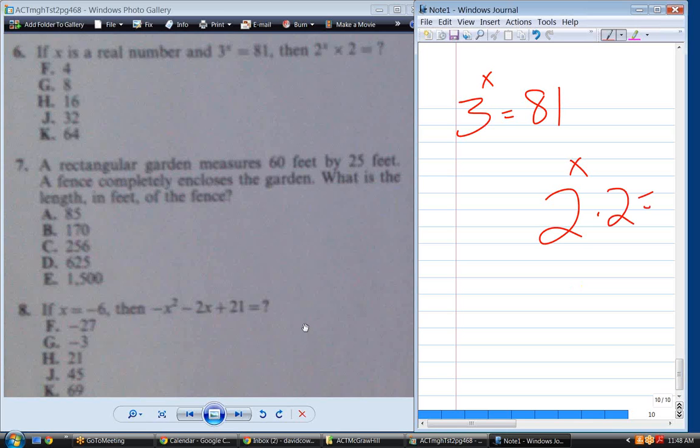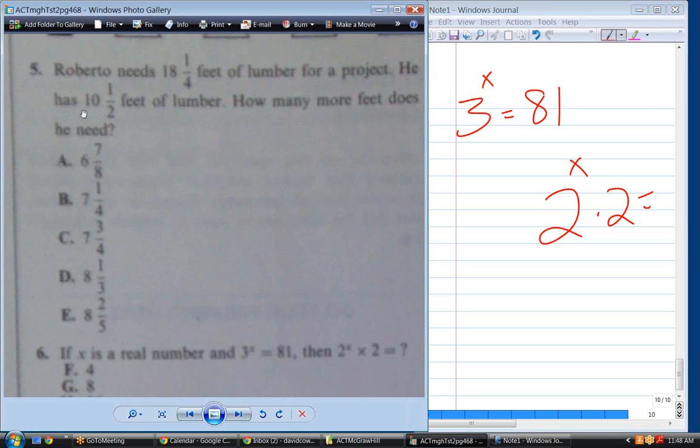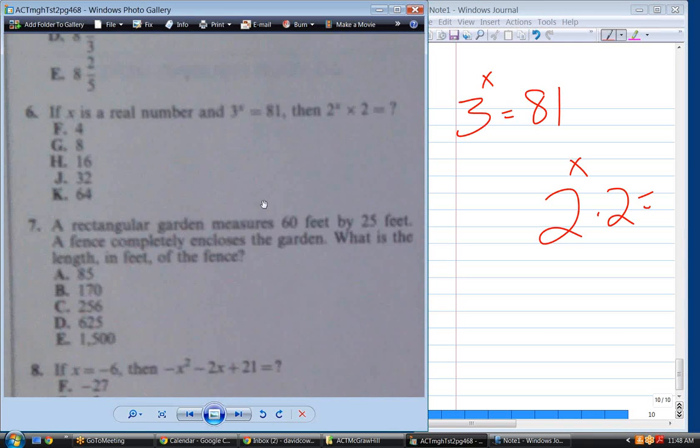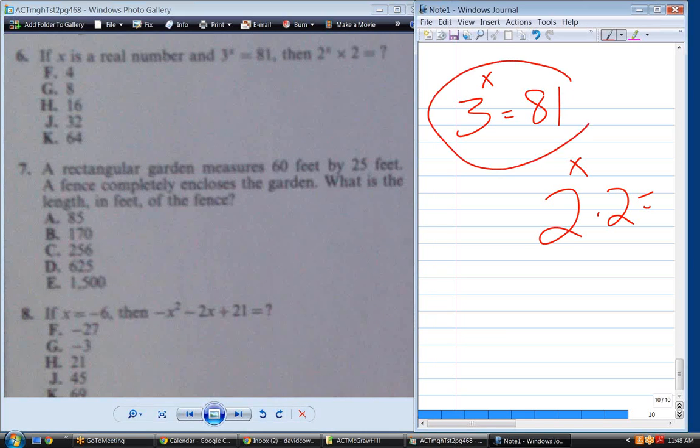This is a two-step problem, as most of them on the ACT are. It's rare that you have a problem where there was only one step, subtracting this number from that number. Far more likely that you get two-step problems, where you have to find something first and then use that information to find what they're asking about. So what do I have to figure out first? What is x?